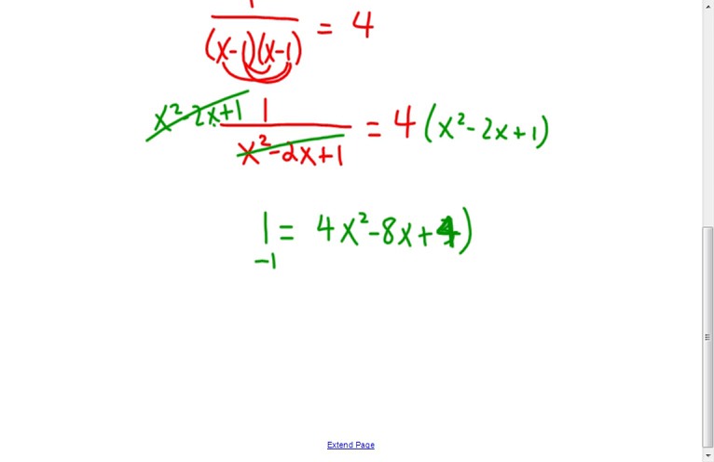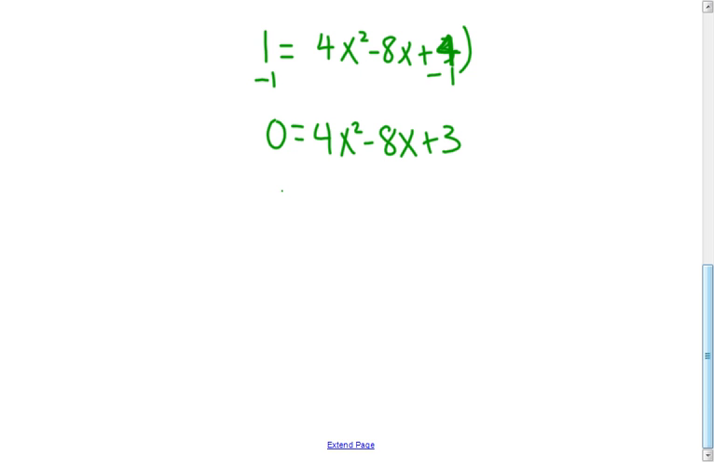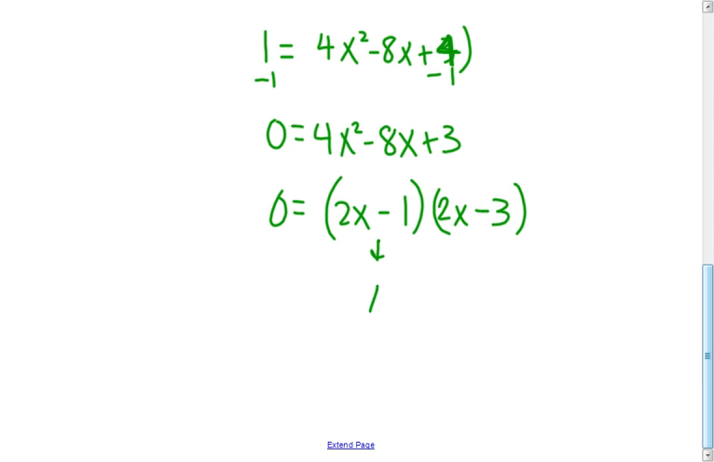Okay, and then of course I will subtract 1. So I will have this. And then I can factor that quantity. And when I factor that, I will have 2x and 2x and 1 and 3, and they both need to be negative. So here I will have x equals 1/2, and here I will have x equals 3/2.